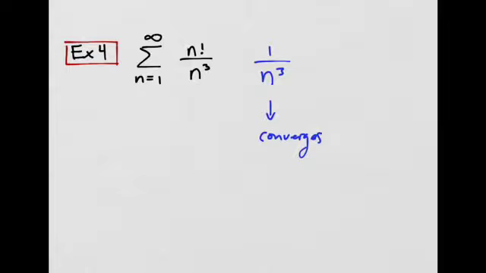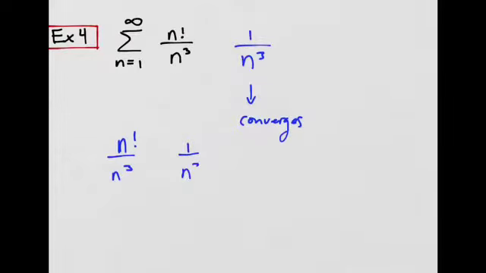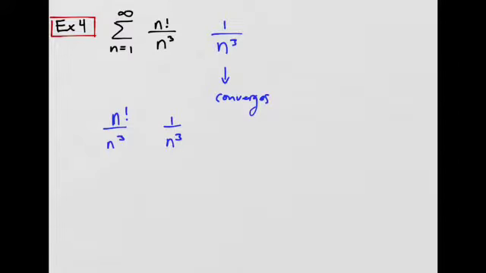Let me start comparing. So n factorial and n cubed divided by n cubed and 1 over n cubed. This changes to 1, so definitely, well, the top, if I make the top into something smaller, then this is smaller. So actually, this doesn't help at all. Because the smaller one converges, the bigger one can do whatever it wants. It could converge or diverge. So I don't actually know.